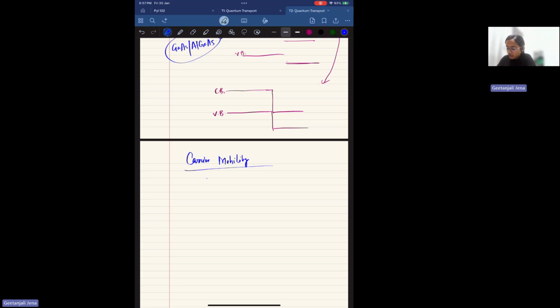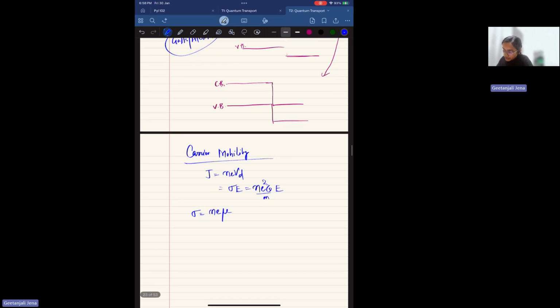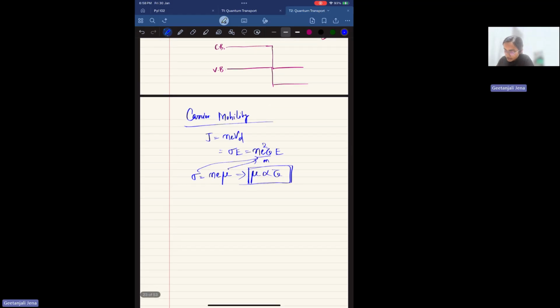So carrier mobility, if we recall, we can write J is nevD, or this is also sigma E, where sigma is n e squared tau by m. So sigma is the conductivity and it is related to the mobility of the charge carriers. So from these two relations, we can say mobility is directly proportional to the scattering time. So depending on the scattering time, the mobility will get affected. There are different types of scattering events that can happen inside a semiconductor. So one is ionized impurity scattering.